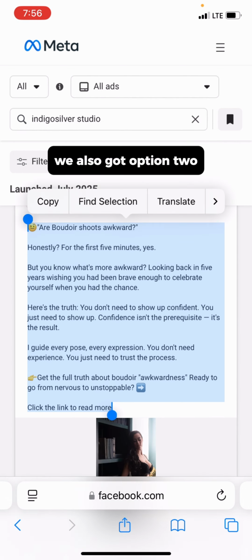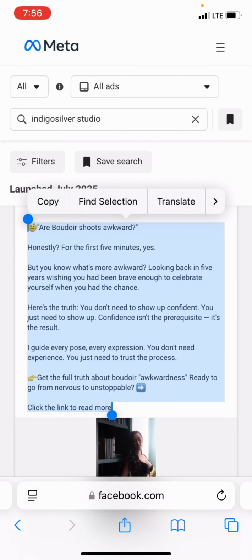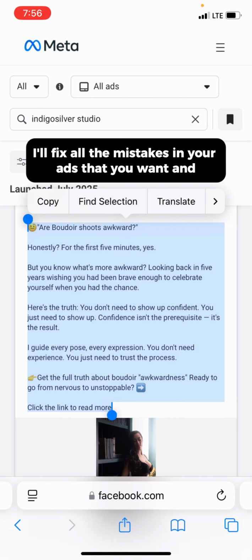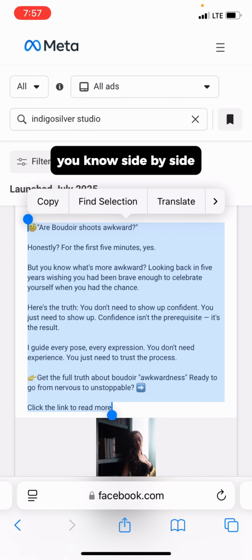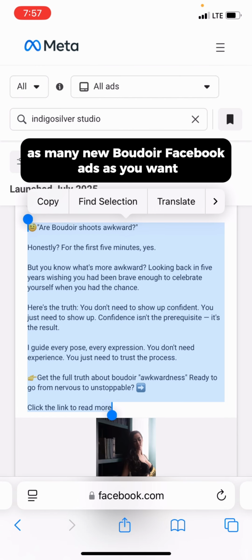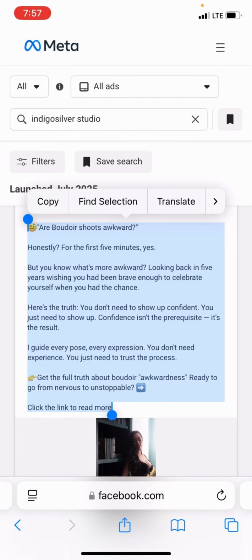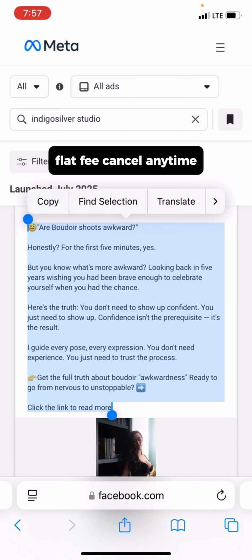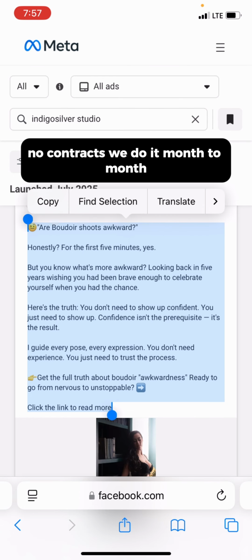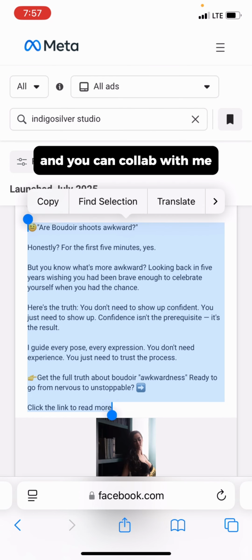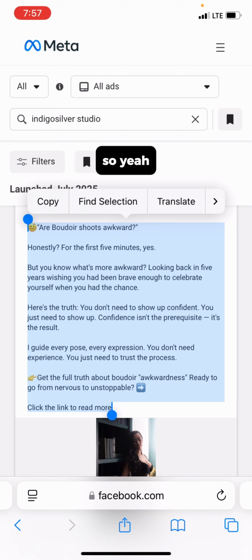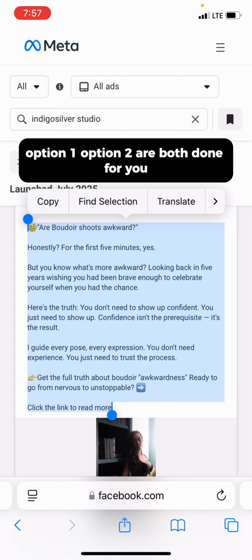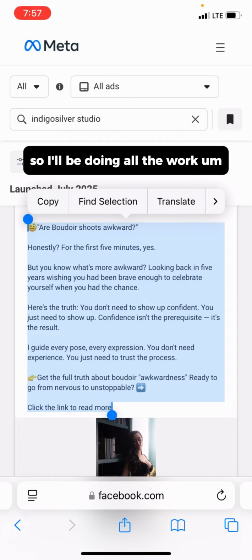We also got option 2, which is the much higher value option, where I'll fix all the mistakes in your ads that you want, and then we can test it side by side, A/B test, and just keep the winners. I'll create as many new boudoir Facebook ads as you want, all for $100 a month. Flat fee, cancel anytime, no contracts. We do it month to month, and you can collab with me as much or as little as you want. Both option 1 and option 2 are done for you, so I'll be doing all the work.